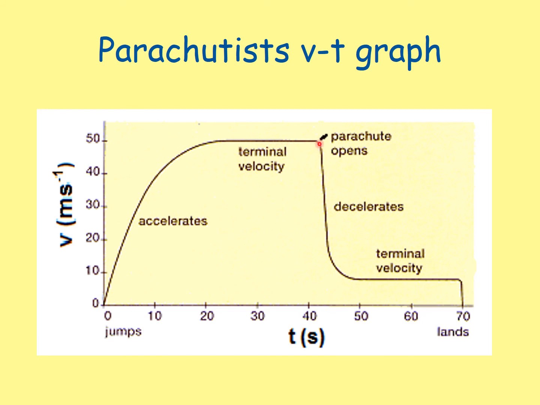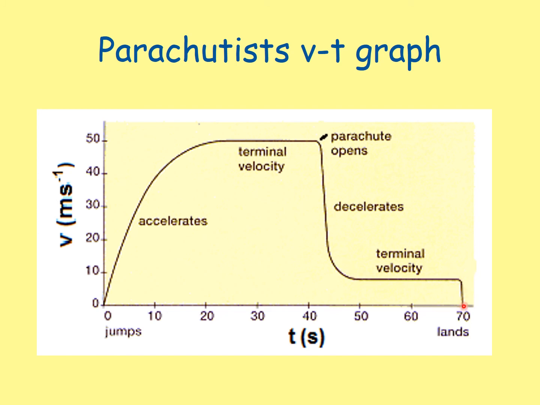At approximately 40 seconds, they decide to open the parachute, and this increases the friction or air resistance against them. So the forces are no longer balanced. The friction is much higher than the weight acting on them. This causes a massive deceleration very, very quickly. After the deceleration, they reach a new terminal velocity. So their weight and the air resistance against them is now balanced again, but at a lower velocity because of this extra air resistance. At approximately 70 seconds, this is when the parachutist lands.